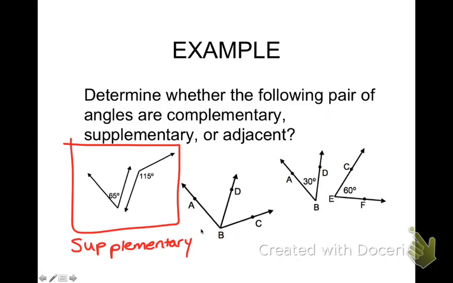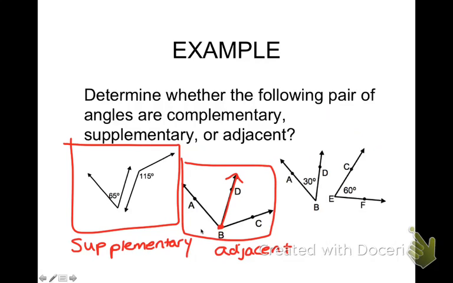All right. Now let's look at this middle grouping. Are they sharing a common vertex and a common side? Yes. Does everybody see? What's the common vertex? At what point? B. What's the common side? Ray, what? BD would be the, ooh, that was bad tracing. BD would be the common side. So these would be adjacent angles. We don't know if they're complementary or supplementary because I'm not given any degrees in there.